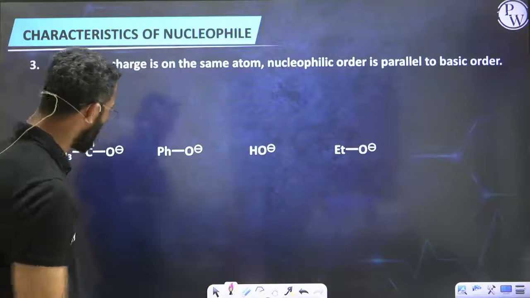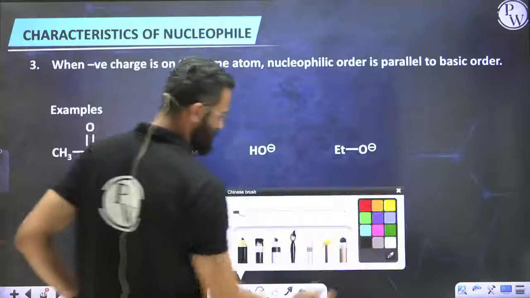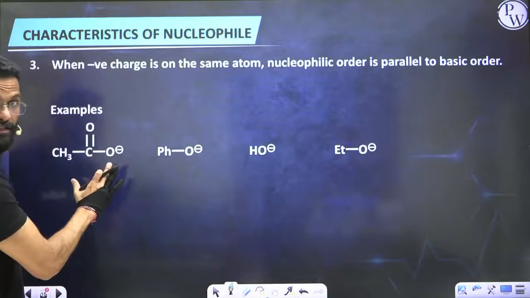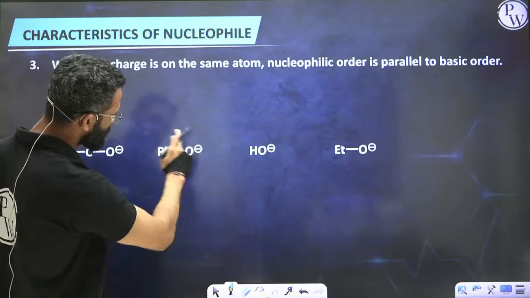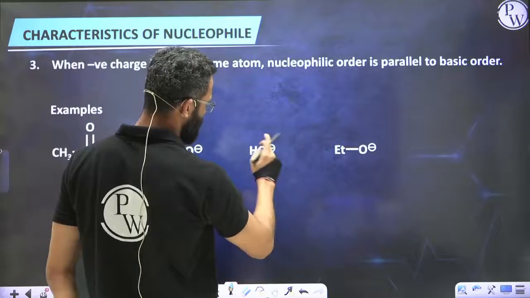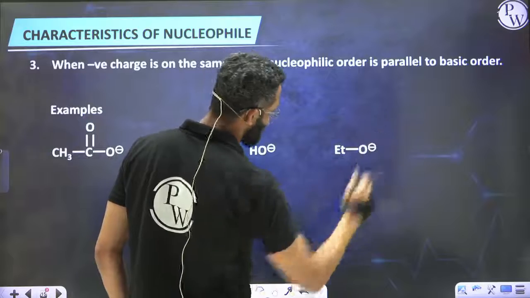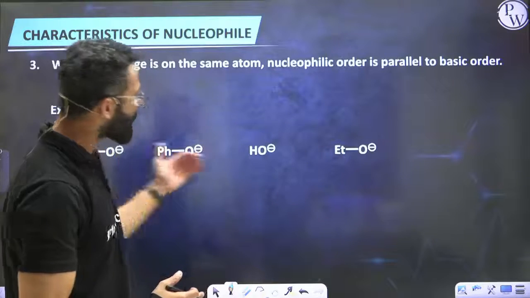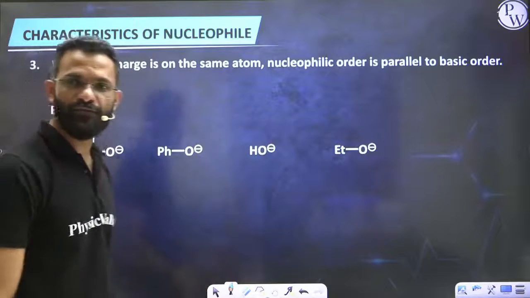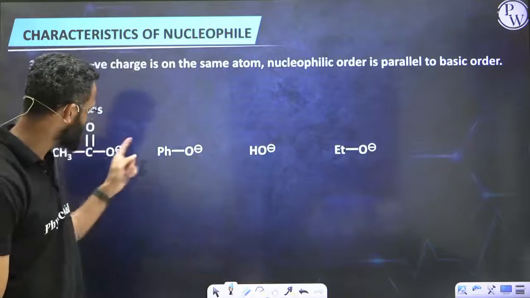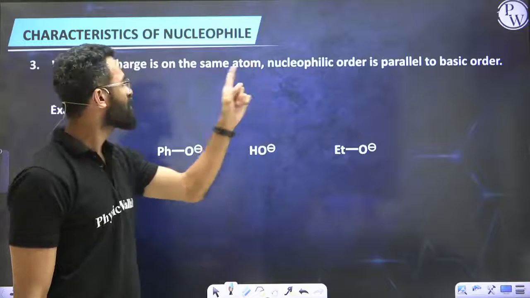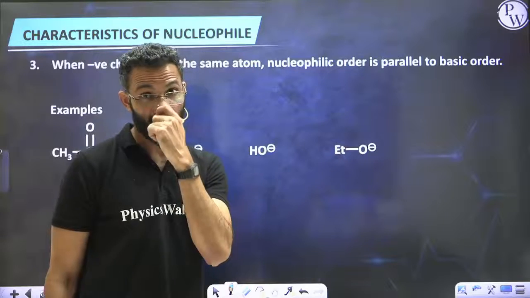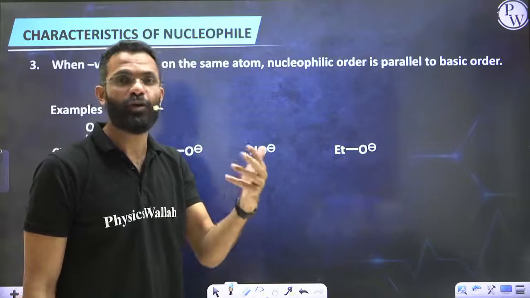What does that mean? Now we have examples: RCOO minus, the conjugate base of carboxylic acid, PhO minus, the conjugate base of phenol, OH minus, the conjugate base of water, and EtO minus, the conjugate base of ethanol. We have to compare the nucleophilic order of these four. When I compare all these four species, I can clearly see that the negative charge is residing on the same atom. When the negative charge is residing on the same atom, the nucleophilic order is the same as the basic order, meaning whichever is a stronger base will be a stronger nucleophile.